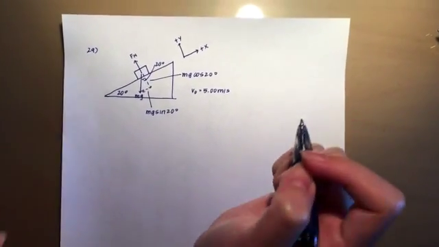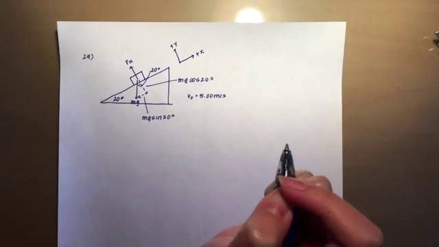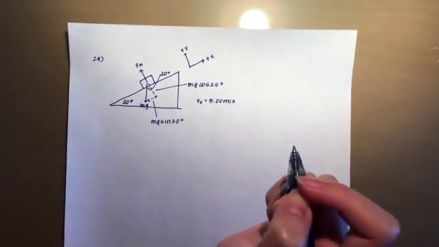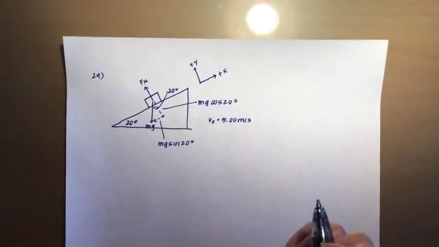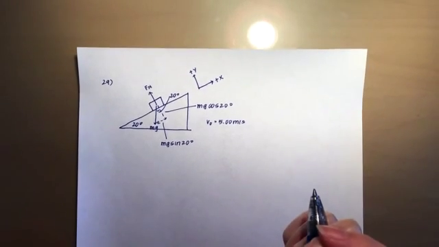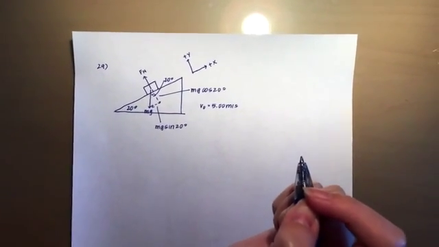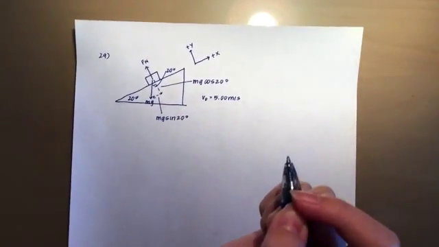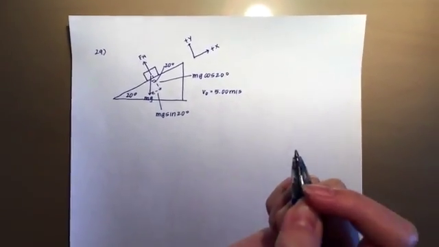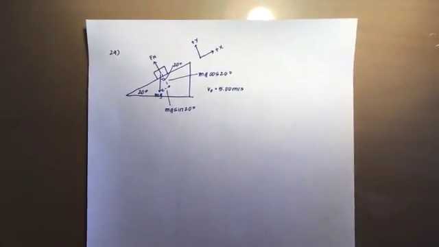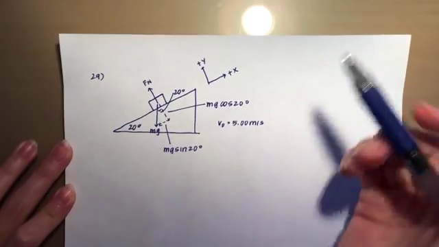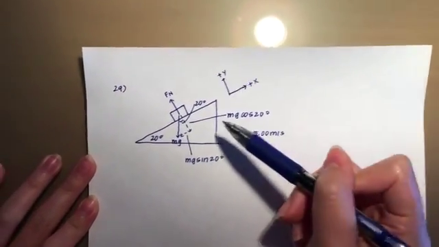This is Kaitlan Tseng doing problem 29 from chapter 5, and it states that a block is given an initial velocity of 5 meters per second up a frictionless 20-degree incline. How far up the incline does the block slide before coming to rest? So for this problem, I drew a free body diagram.